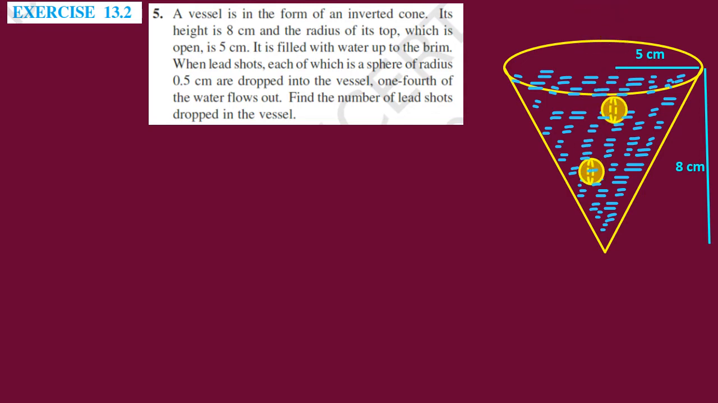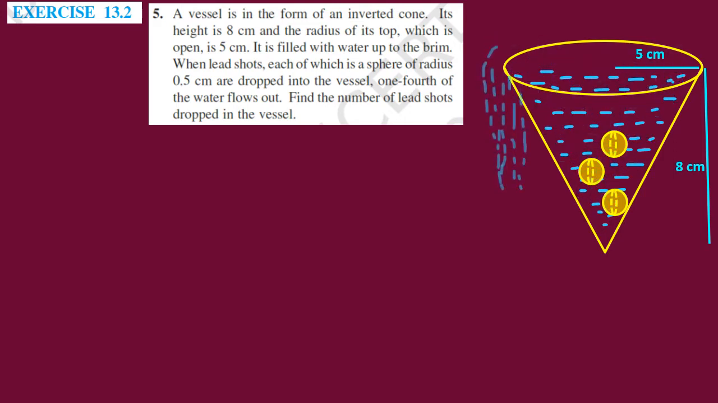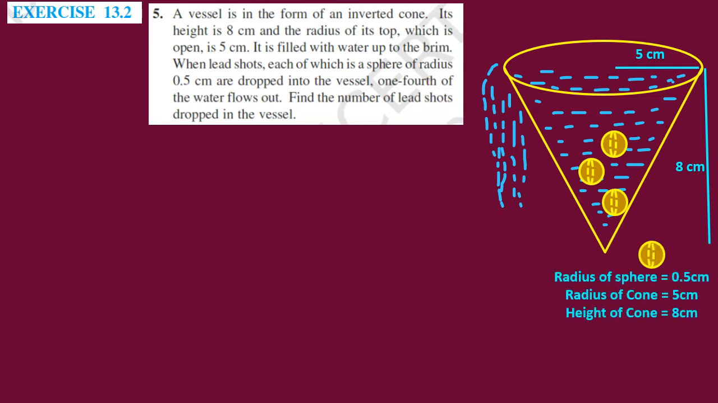So that means if you put lead shot like this, what happens? That water flows out, 1/4 of the water. That means how many lead shot you have put inside, the volume of that lead shots, that amount of water is going out. That is it. So here the lead shot, it's the shape of a sphere, its radius is given, and height of the cone and radius of the cone given. So water flows out equal to 1/4 volume of cone.